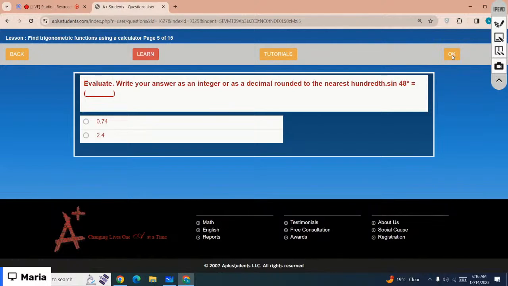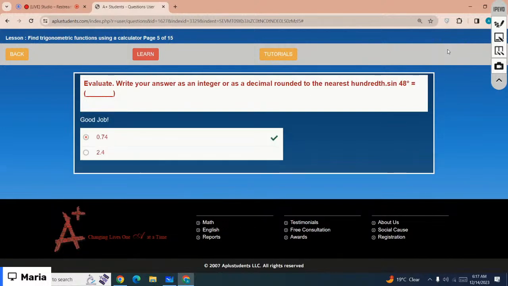Okay, evaluate. Write your answer as an integer or as a decimal rounded to the nearest hundredth. You need to calculate sine 48. So, which is the correct option? The correct option is 0.74.